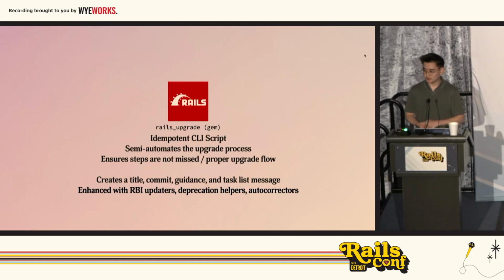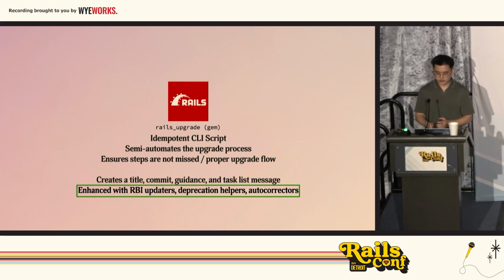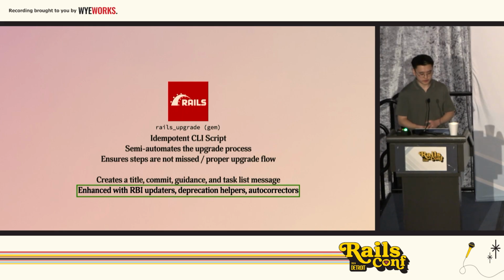But that's not all the Rails upgrade script can do. As this is our own gem, we are able to add steps to further enhance or improve the upgrade process according to our needs, such as including RBI updaters, autocorrects, and using deprecation helpers built into Rails, offerings that aren't provided by Dependabot.